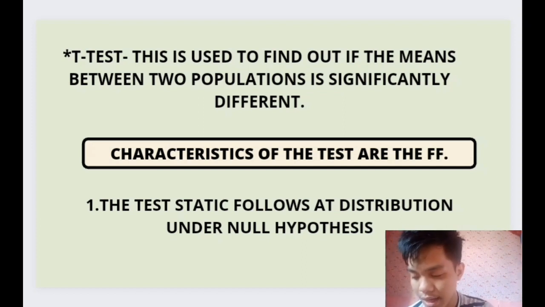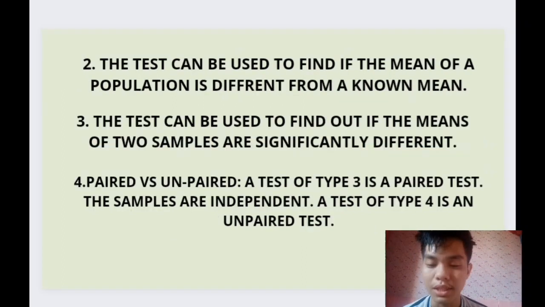The test allows us to make inference about the population beyond our data. The statistic follows a distribution under the null hypothesis. The test can be used to find if the mean of a population is different from a known mean. The test can be used to find out if the means of two samples are significantly different.